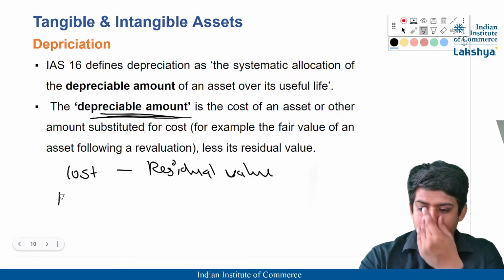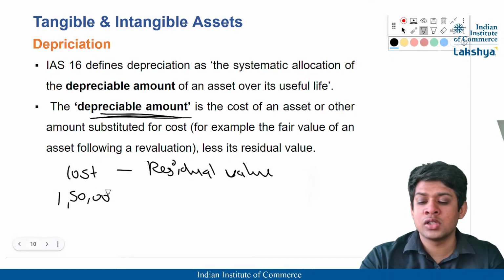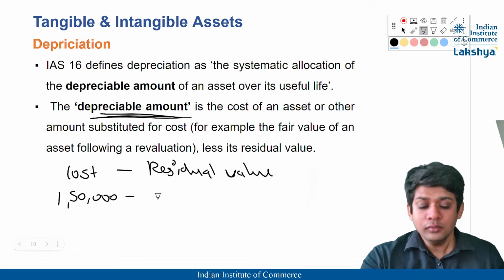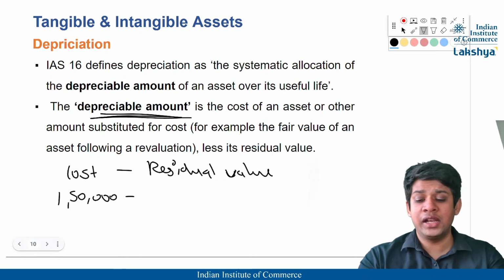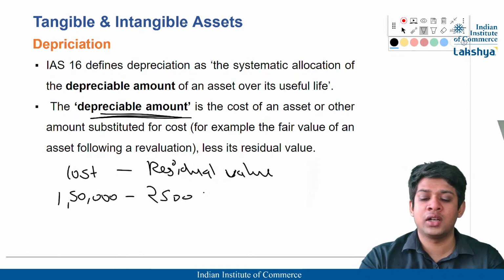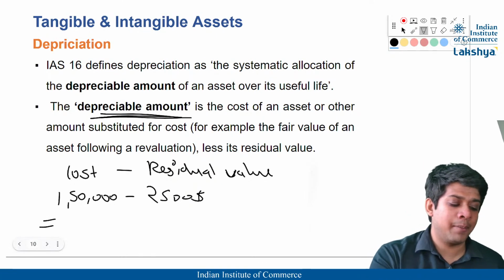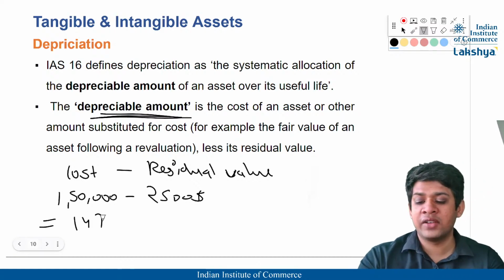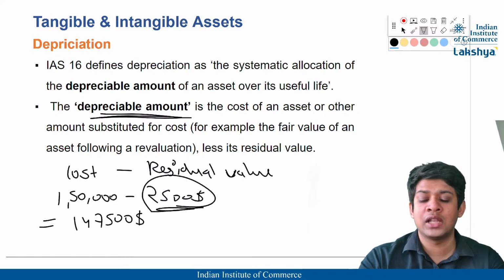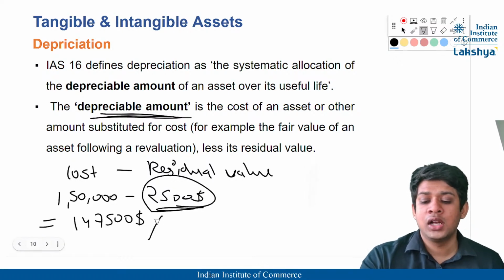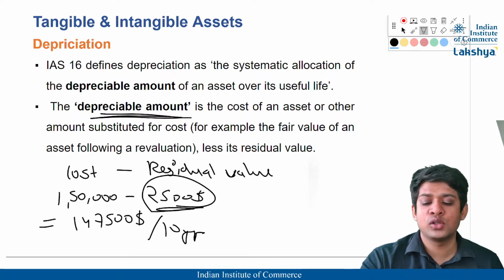So in the example that I told you, $150,000 was the total cost of the asset, minus what it can eventually be sold for, $2,500. So the remaining value is going to be my depreciable amount. That is $147,500. That means technically, guys, I cannot depreciate this amount. That is a residual value. Okay. Divide by 10 years of useful life. So I will only charge depreciation on this value.